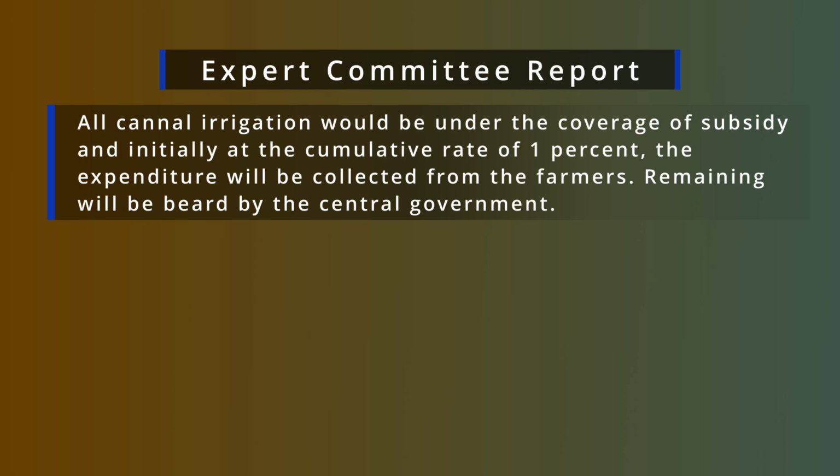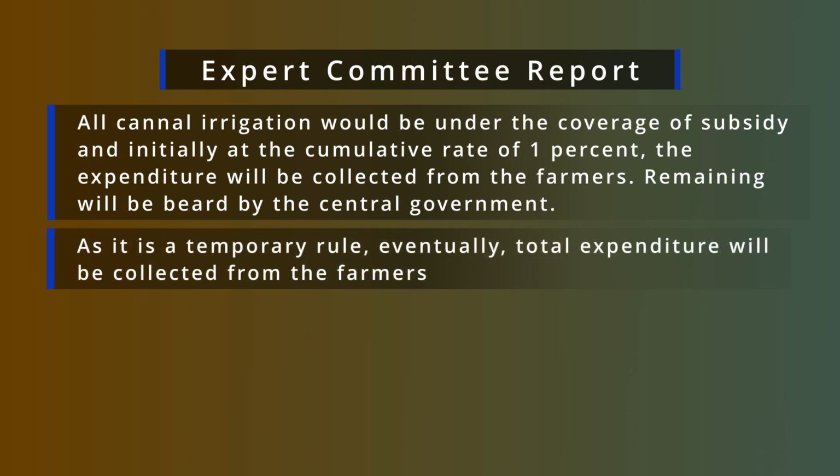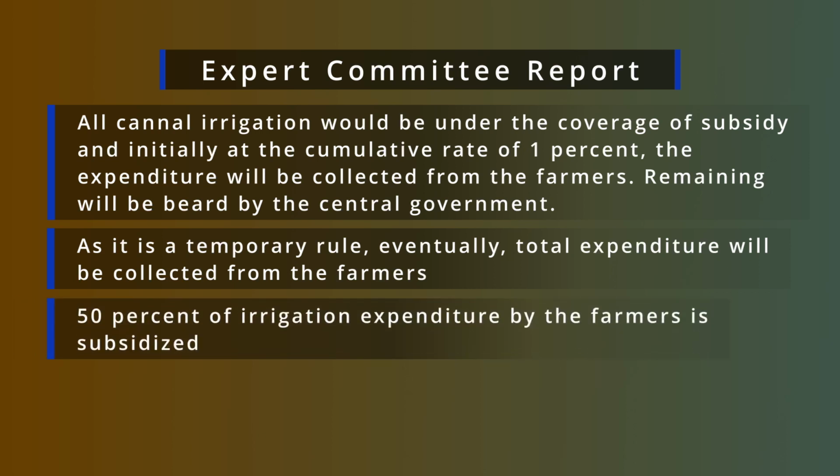That is why the report is saying there should be some amount of money taken from the agricultural farmers, and that is only 1%, but at a cumulative rate. But as it is a temporary process, after a certain time, in the long run, ultimately the farmers have to give the total expenditure for irrigation. Nowadays, around 50% of the irrigation facility is subsidized for the farmers.